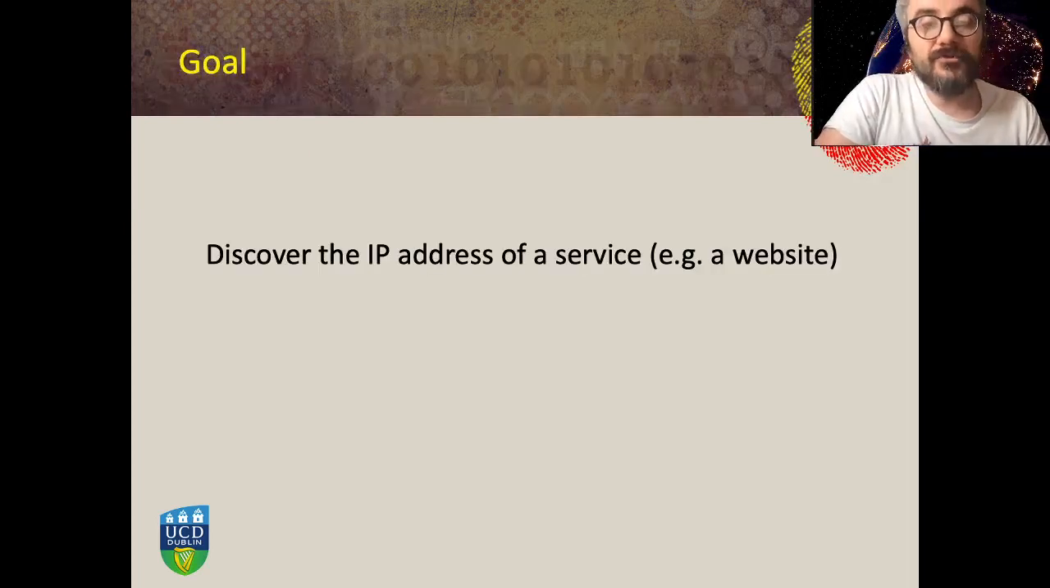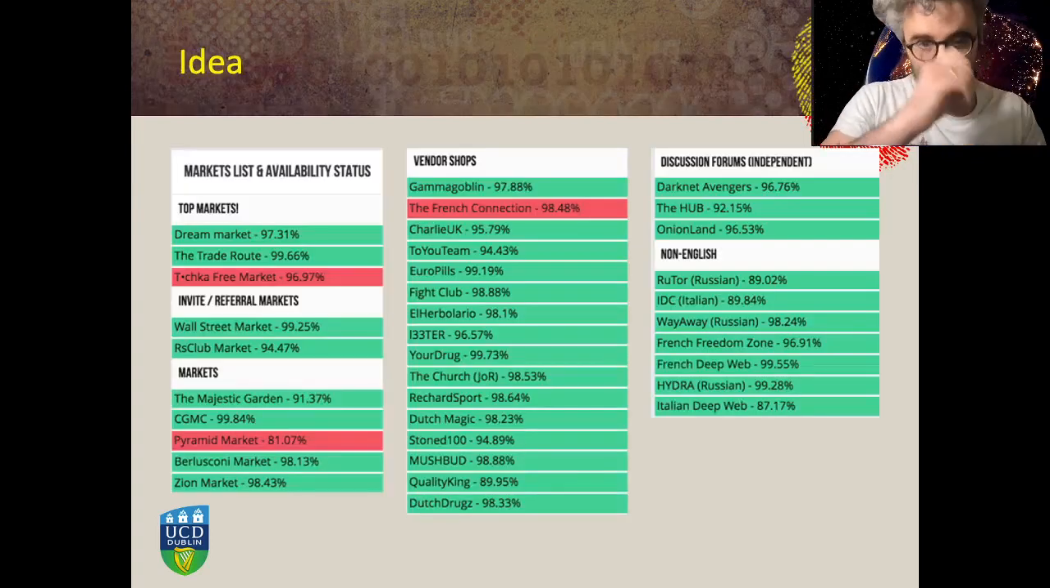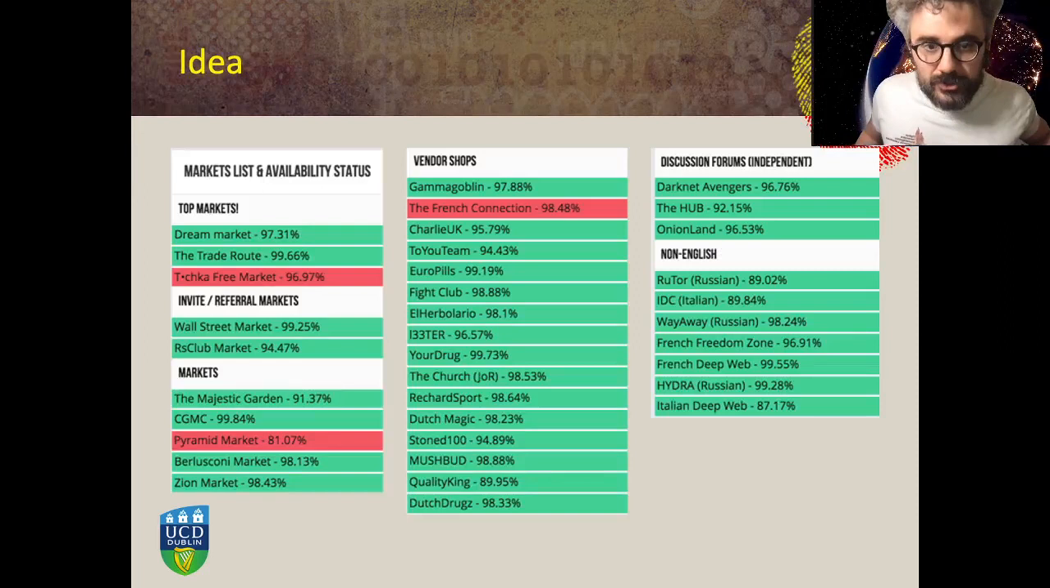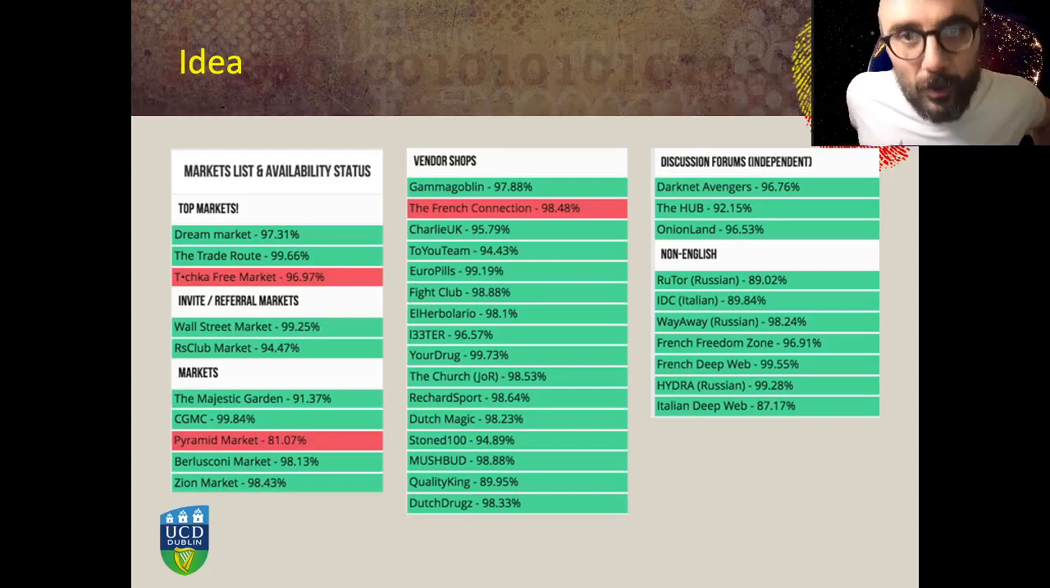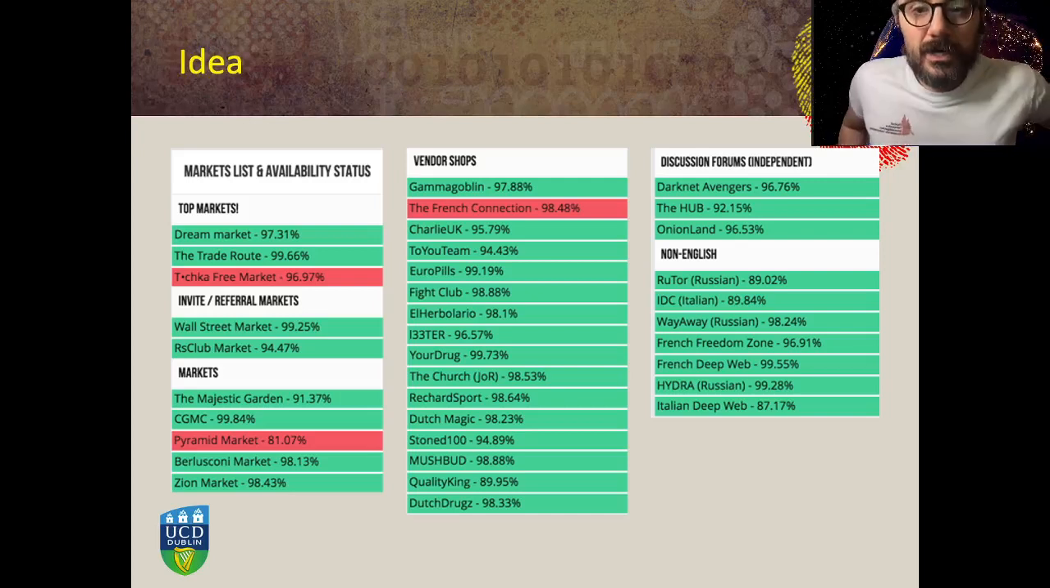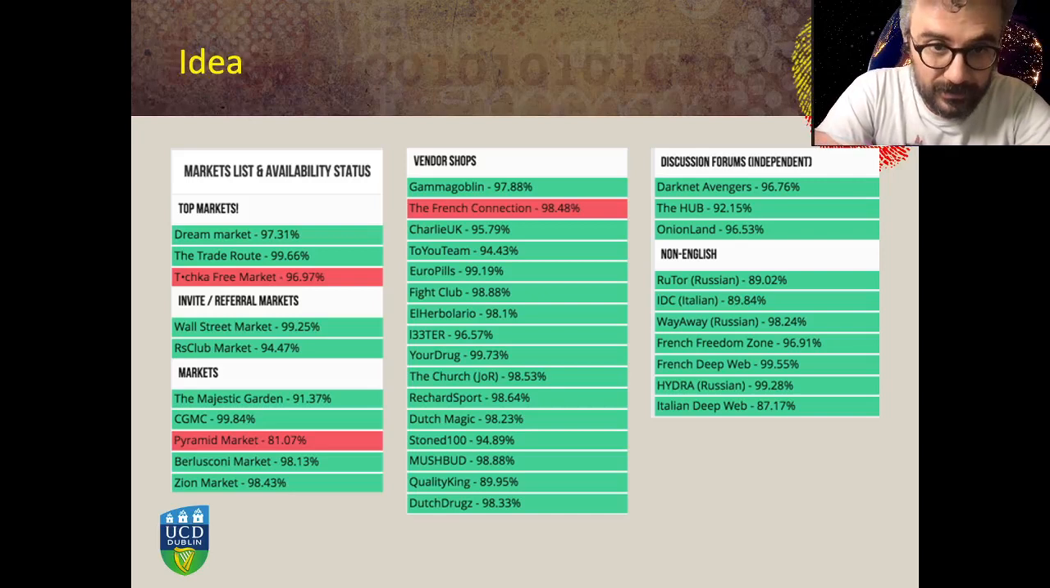So how can the investigator discover the IP address of a service website, for example, delivered within an anonymity network? For example, I2P or Tor. So when we started this research, we noticed on a very popular website, this website was a directory of darknet markets. And we took this screenshot and we noticed two interesting elements.